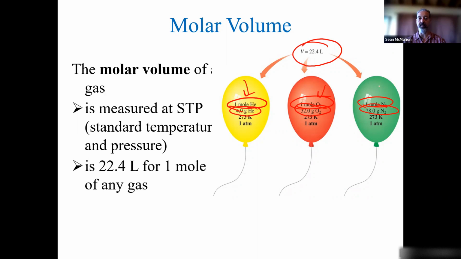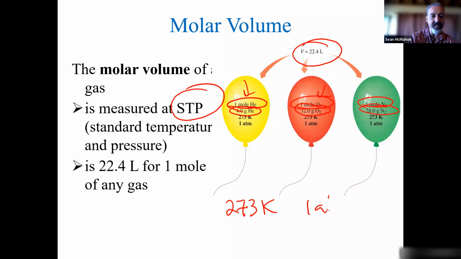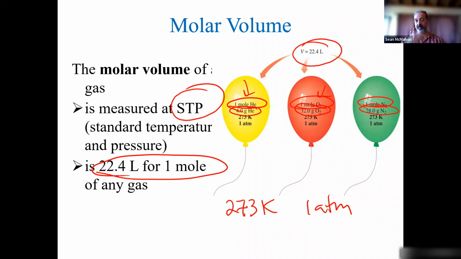Which is 22.4 liters. So 1 mole of any gas under STP, remember, standard temperature and pressure, which is 273 Kelvin and 1 atm, is 22.4 liters. It's not the same mass, but because it's the same number of particles, it occupies the same amount of space, which is 22.4 liters. Okay, so we're not weighing the gas. I mean, we could, but we're just asking about volume compared to the number of particles.